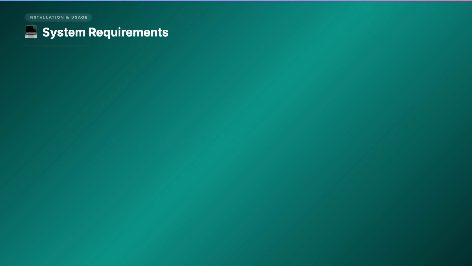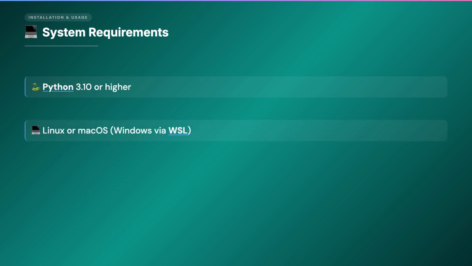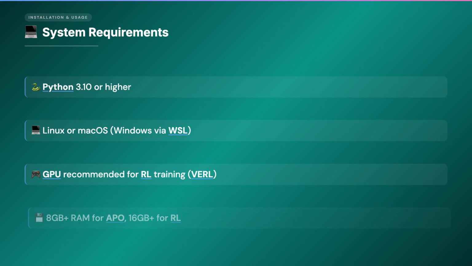Let us start with system requirements. You need Python 3.10 or higher. Agent Lightning runs on Linux and macOS natively, with Windows support via WSL. A GPU is recommended for reinforcement learning training with VERL, but APO and SFT can run on CPU. For memory, plan on 8 GB or more for APO and 16 GB or more for RL training.